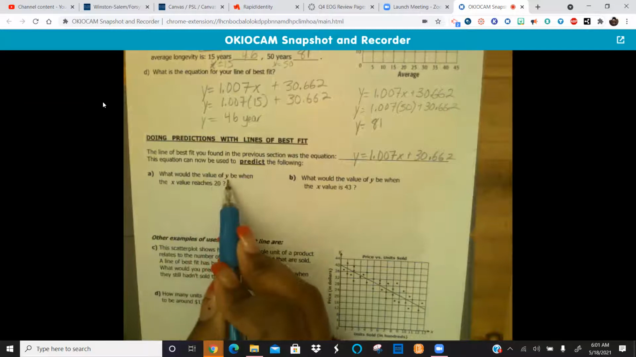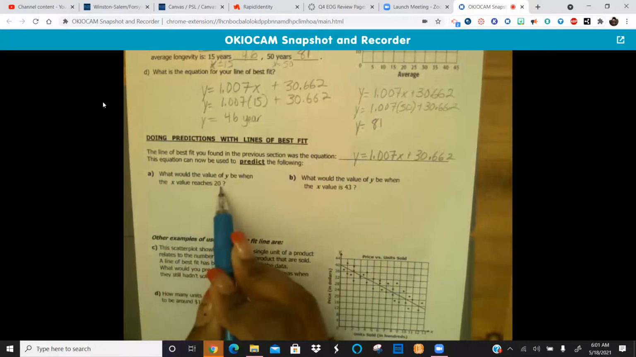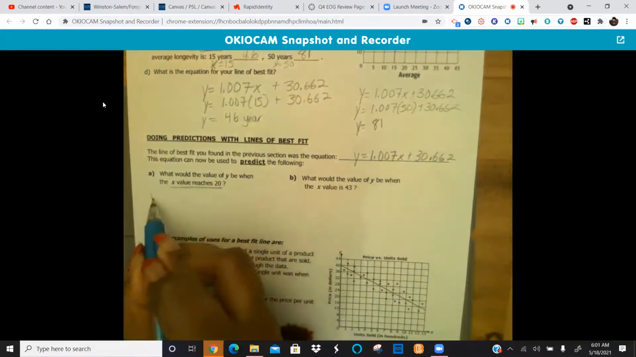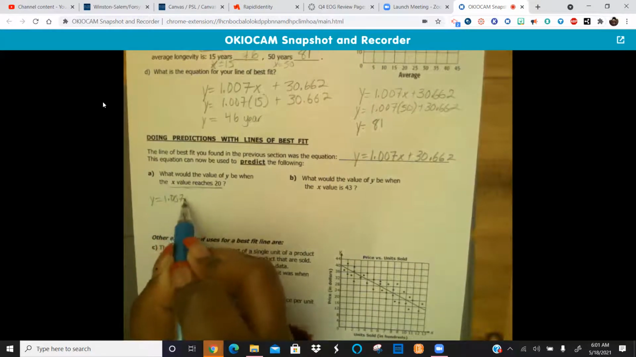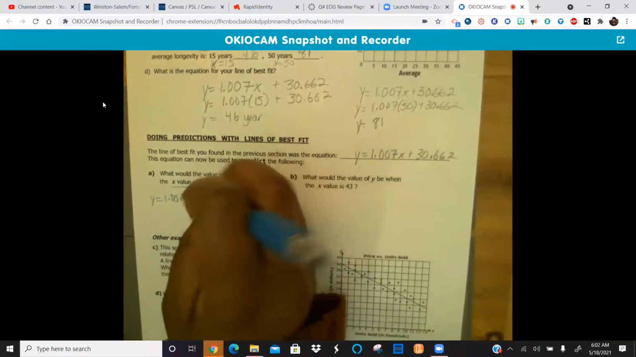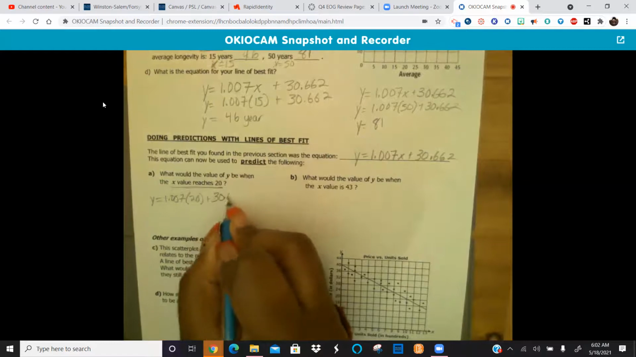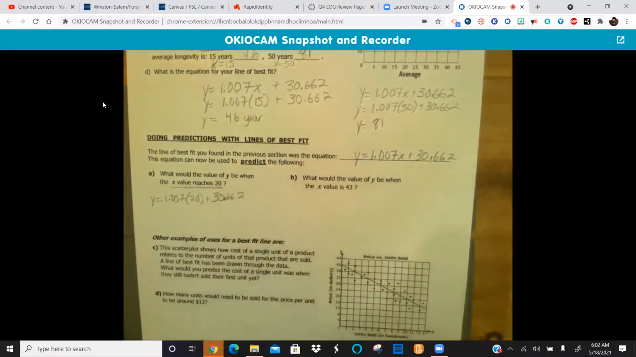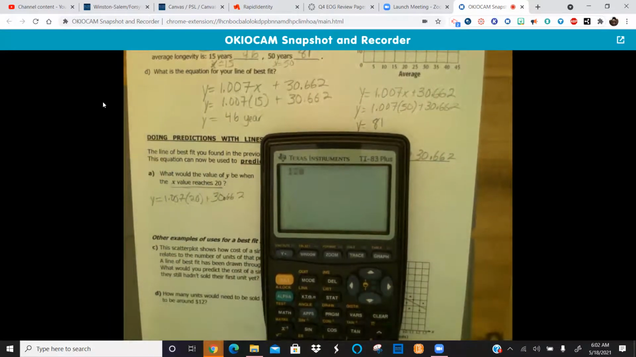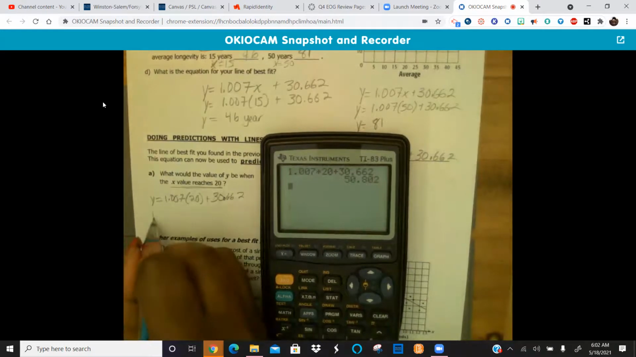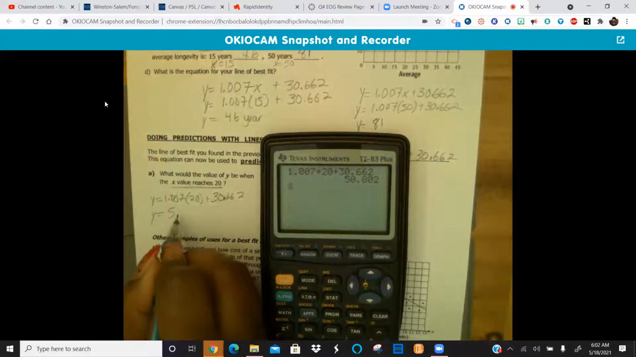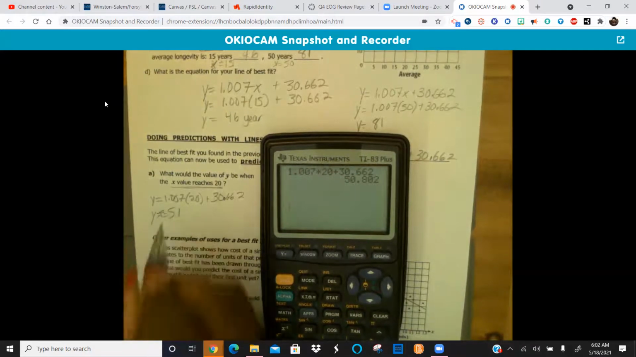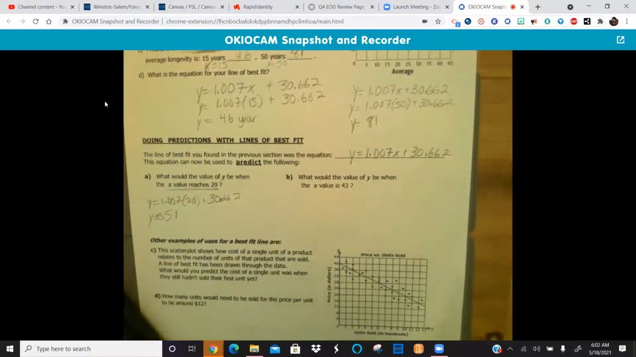It says, what would the value of Y be when X reaches 20? So we're going to plug in 20 for X. So we got Y is equal to 1.007 times 20 plus 30.662. Okay, so let's type this in. 1.007 times 20 plus 30.662. Okay, and so this is going to be y is equal to about 51. And because we're rounding it to the nearest whole number, because we don't want part of the age, right?